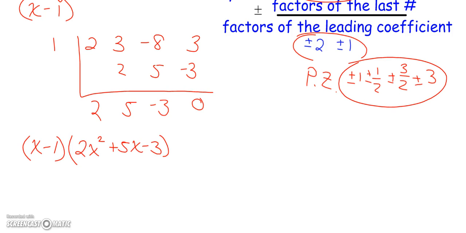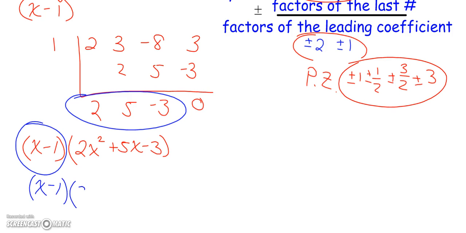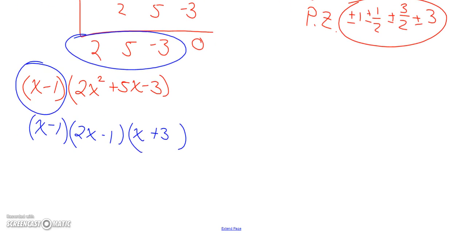You may be asking yourself, where did I get that 2x squared plus 5x minus 3? And I'm going to say, every time you do synthetic division, it's still division. It's still the same as polynomial long division without all the variables attached to it. So I have my first factor right here. I'm going to continue to factor this, so keep the x minus 1. I'm going to continue to factor, get 2x and x. And it looks like we should be using plus 3 and minus 1. That's our correctly factored form.